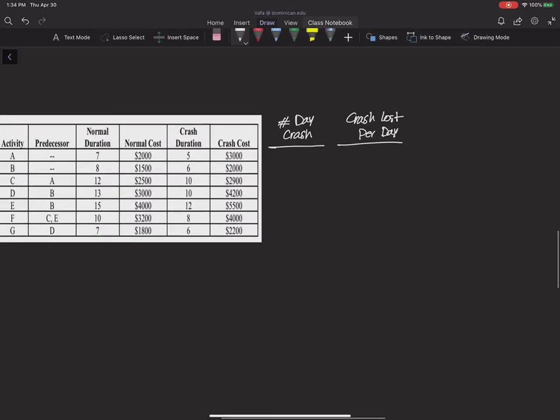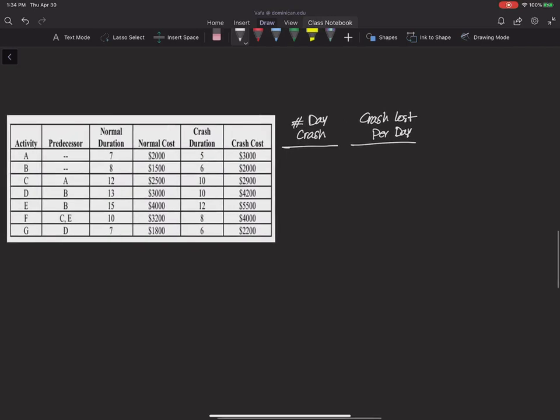Okay. Now, for activity A, as we just calculated, it can be crashed for 2 days. This is the difference between 5 and 7, and the cost is $500: 3,000 minus 2,000 divided by 2. I wrote it the other way, so let's fix that. It can be crashed for 2 days and the cost is $500.